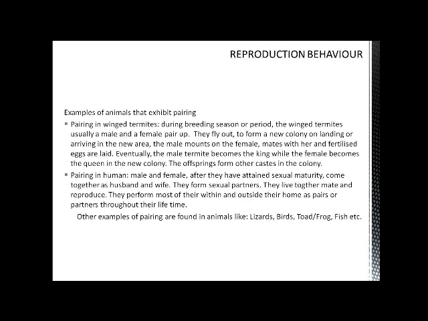So these are the things we have so far learned today. We defined reproductive behavior and courtship behavior. We listed out the importance of courtship behavior, and the types, and we have four of them: pairing, display, territoriality, and seasonal migration. And we have learned about the first one, which is pairing. And under the pairing, we've looked at the winged termites and man or human being as instances.